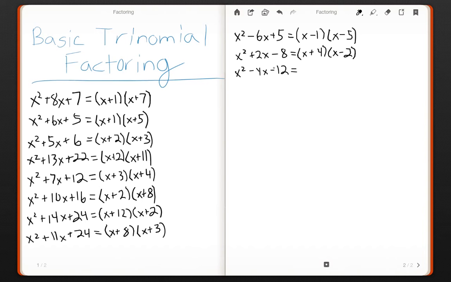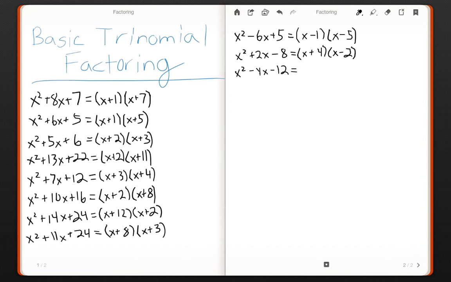Now with this one, once again, because we need it to multiply to a negative number, we're going to have one positive and one negative. And this time we need the negative to be 4 greater so that we add to -4. So factors of 12 are 1 and 12, 2 and 6. There we go. 2 and 6 are 4 apart.